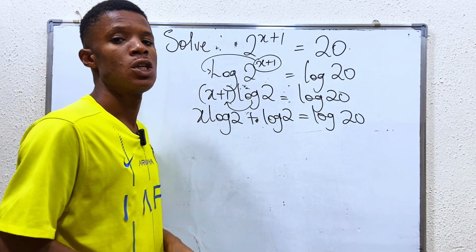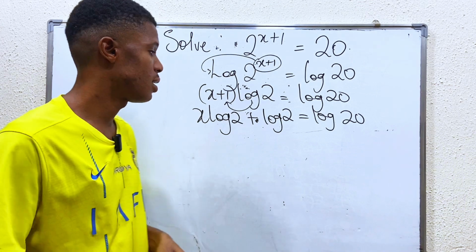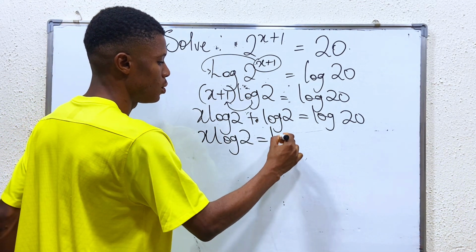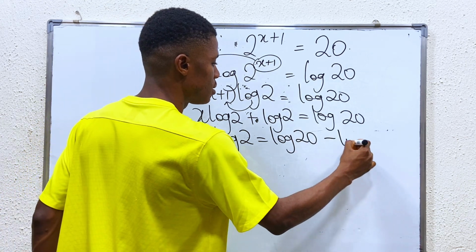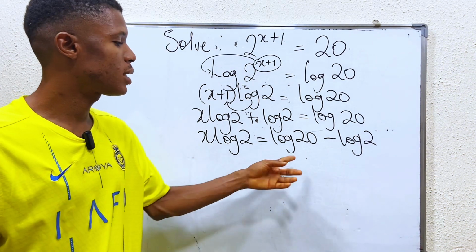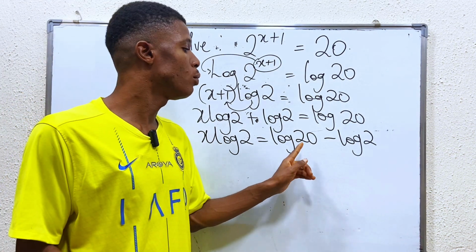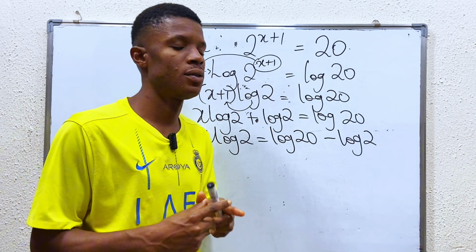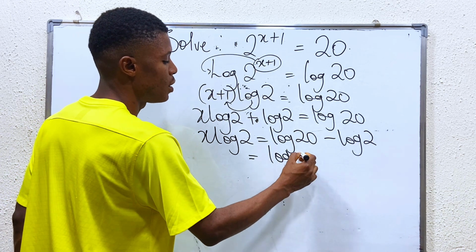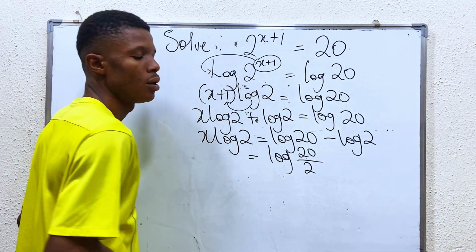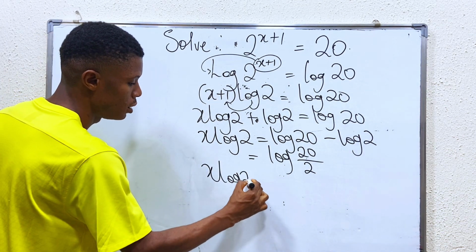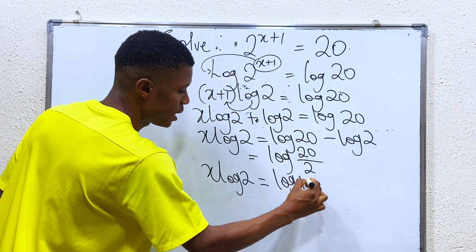These terms are the same. So I have to subtract log 2 from both sides. So I have it that x log 2 = log 20 minus log 2. Remember in logarithm, if we are subtracting logarithms of the same base, all we need to do is to divide the numbers. So what do we have here? Keep the base the same, you have it as 20 over 2, in the same base. And this will give us x log 2 = log 10.